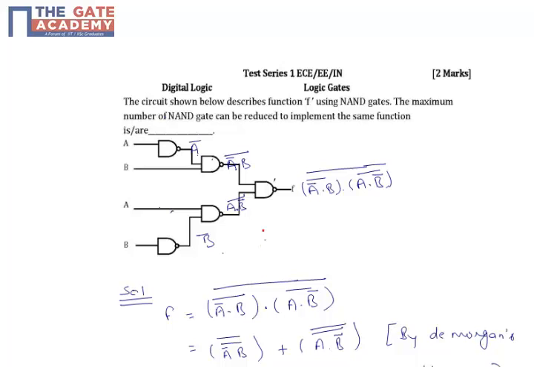In this question, we are given a circuit which is implemented totally by NAND gates. Now we have to reduce this circuit and find out the number of NAND gates which we can save after the reduction of that circuit. First we will proceed.